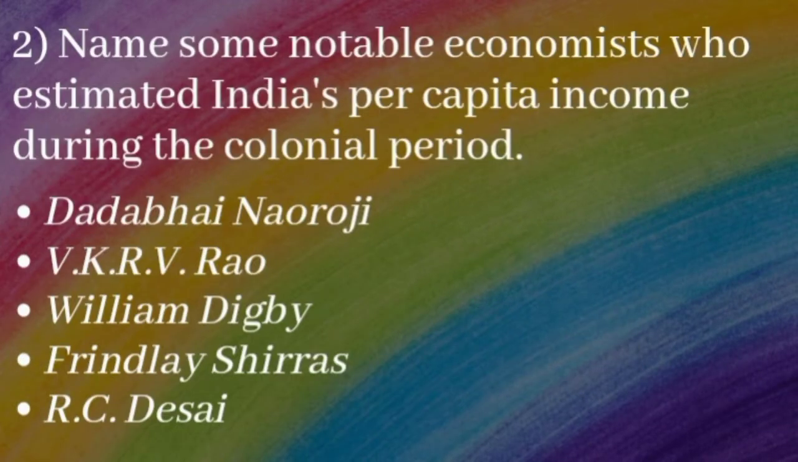Then coming straight to the second question, that is, name some notable economists who estimated India's per capita income during the colonial period. They are Dadabhai Naoroji, V.K.R.V. Rao, William Digby, Findlay Shirras, and R.C. Desai. Please do remember these names. I have also said that Dadabhai Naoroji was the first estimator of per capita income, and V.K.R.V. Rao has done the most significant and important estimation of per capita income.